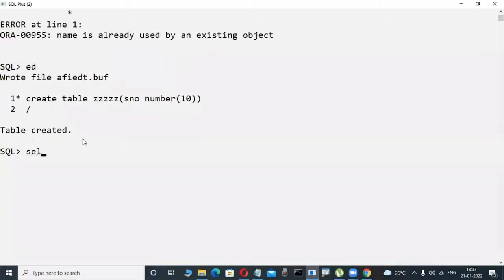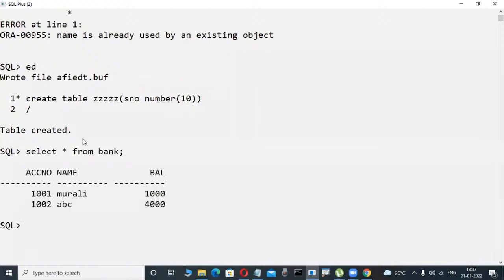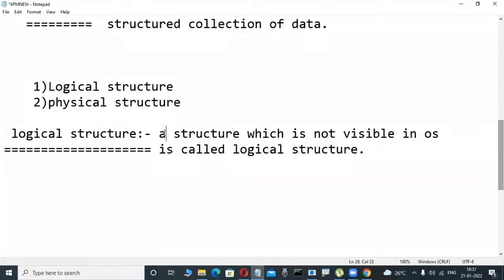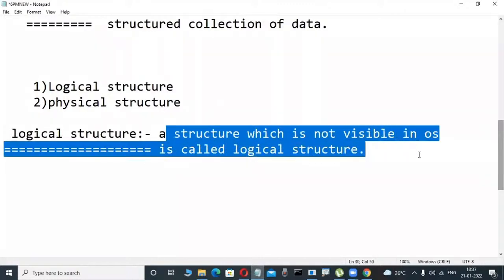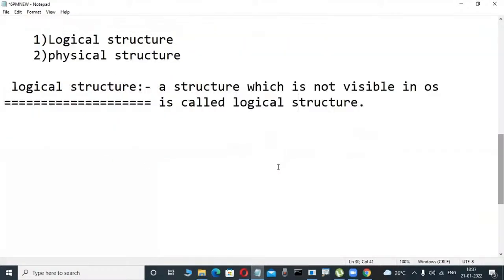In this database only, it is visible. Okay, so now those tables are visible in a database. That is not visible in your C drive, D drive like that. That's why a structure which is not visible in the operating system is called a logical structure. But in this logical structure only, developers are working. Suppose I'm a PL/SQL developer, you are a SQL developer, Java developers, .NET developers, Python developers, ETL developers. These all persons are working in a logical structure.